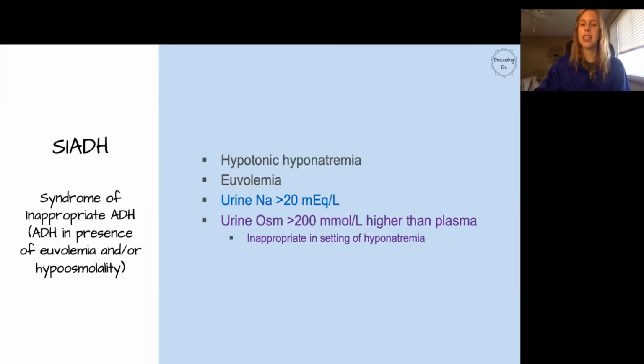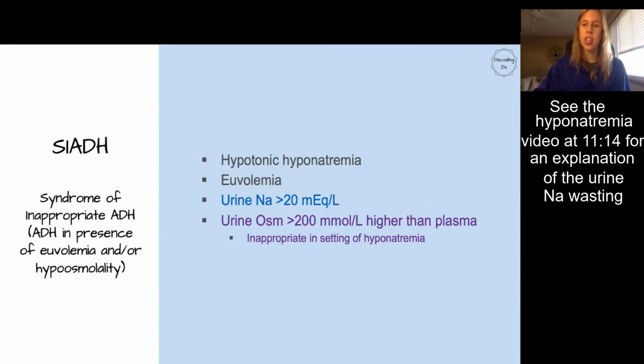Basically what this is saying is this is objective evidence that your kidneys are wasting sodium in a setting where they shouldn't. You have low sodium in your plasma, so your kidneys should be trying to absorb all of the sodium that they can from the urine to try and fix that. But in this setting, they're not. You're seeing this extra sodium and extra solute concentration in the urine. So the kidneys are not properly concentrating the urine as they should to try and correct the plasma concentration of sodium.